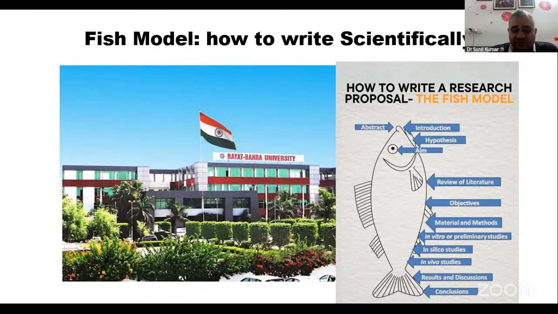the overall overview of any kind of research. And I'm telling you, if you are following this particular fish model, not only in research, even in your personal life or even in your daily life. Suppose you want to write any scientific publication or any scientific proposal, then these things are also required: introduction, hypothesis, aim, review of literature, objectives, material and methods, in vitro, meaning whatever evidences you have for that particular research. That research topic may be any research topic.